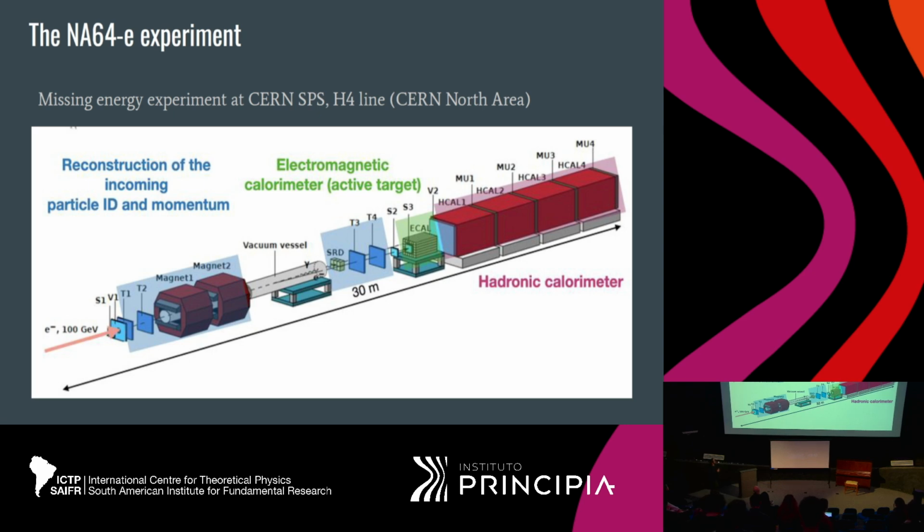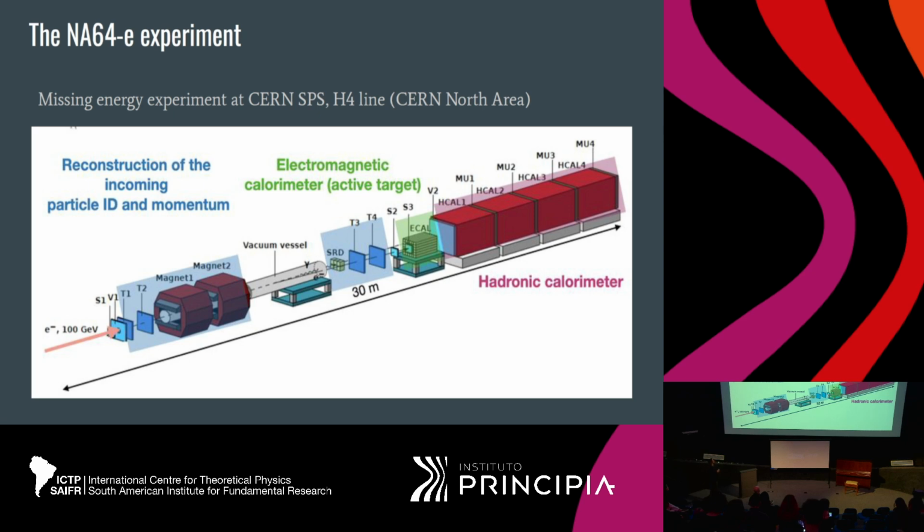The sketch of the experiment is this one. So the active target, the dump itself, is this small part here. All the other components of the detector are just there to be sure, for example, that the particle that is coming is really an electron with 100 GeV, and nothing else is escaping from the calorimeter. And so to veto all the Standard Model particles that may be produced and escape from the dump.